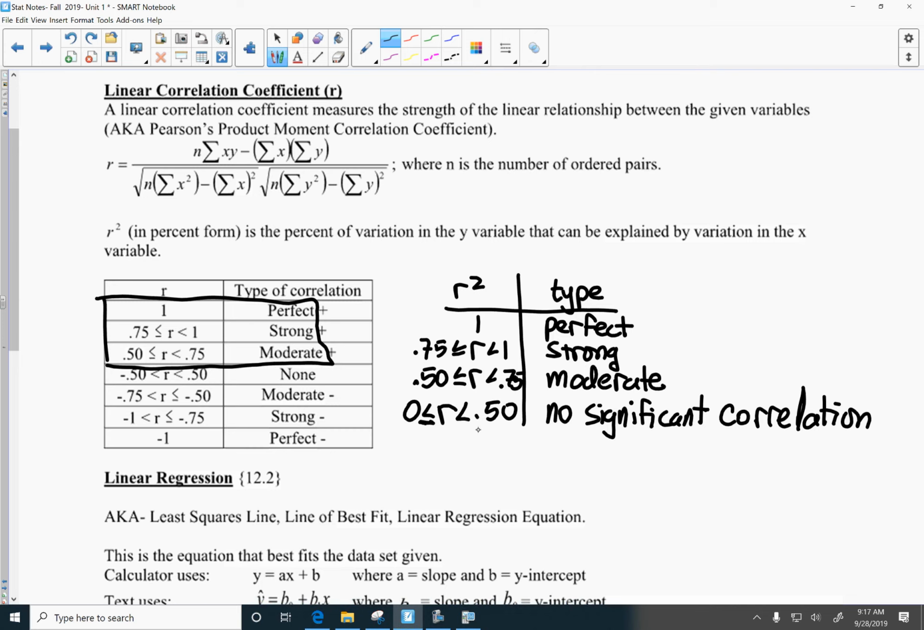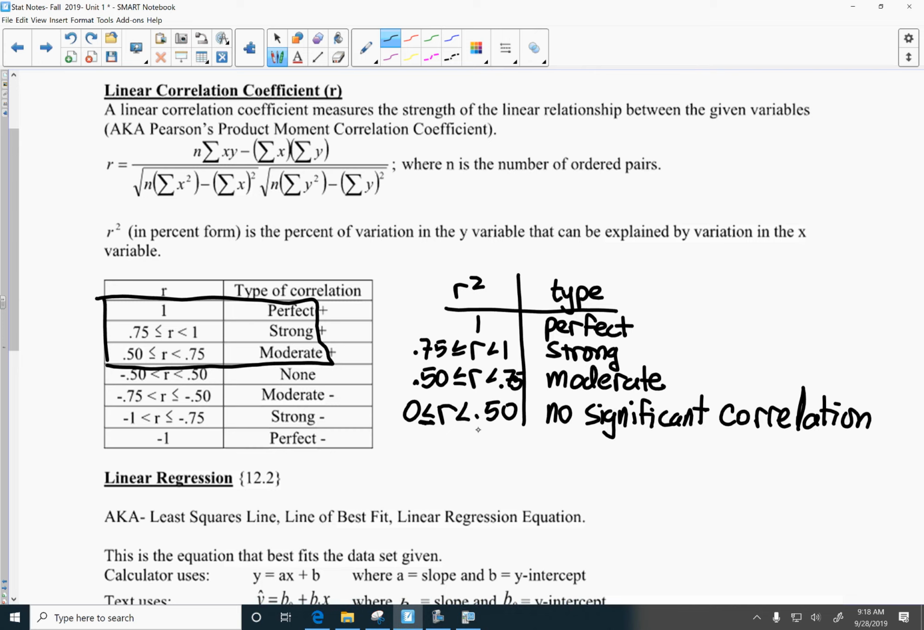Zero is less than or equal to R, which is less than 0.5. Right? With a non-section, right? Yeah, then we're going to call that no significant correlation. If the R value, or the R squared, is exactly equal to 0, then it's exactly none. But it's really anything close to 0 that shows that there's no significant correlation. Because there's still a correlation, it's just not a meaningful one mathematically.